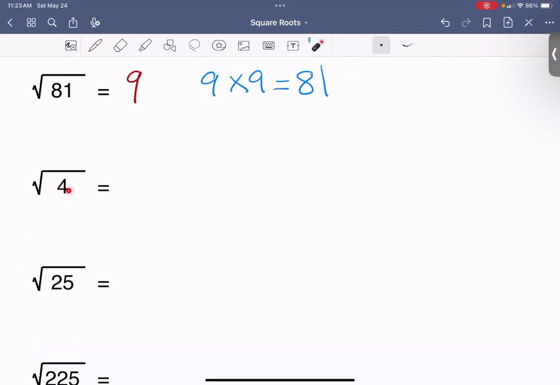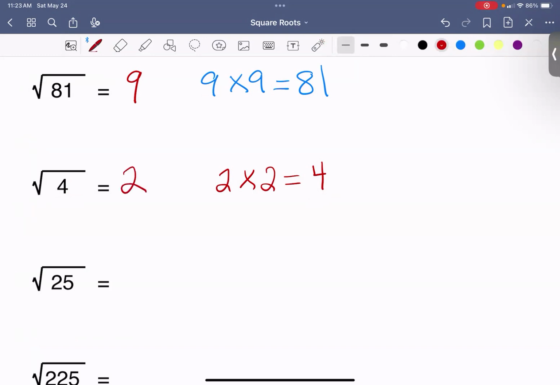What is the square root of 4? Well, 2 times 2 is equal to 4. Therefore, the square root of 4 is 2.